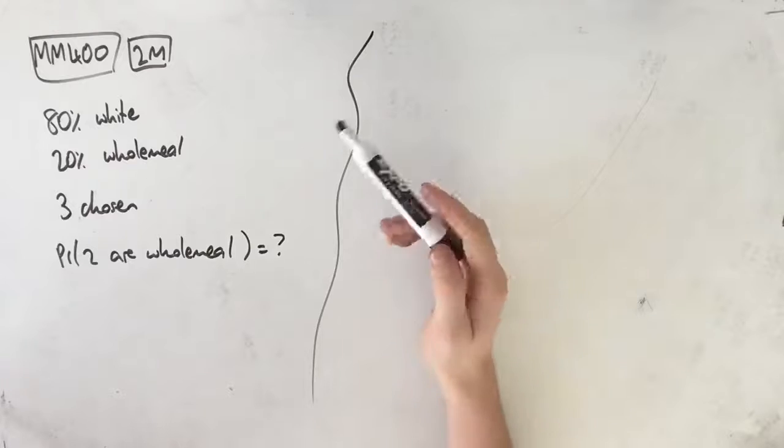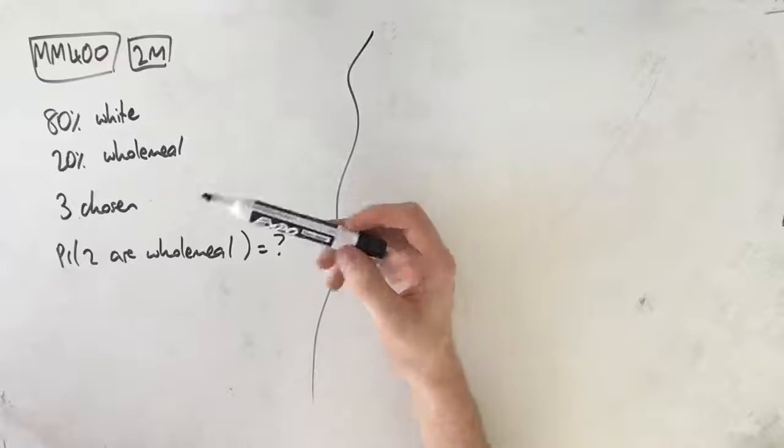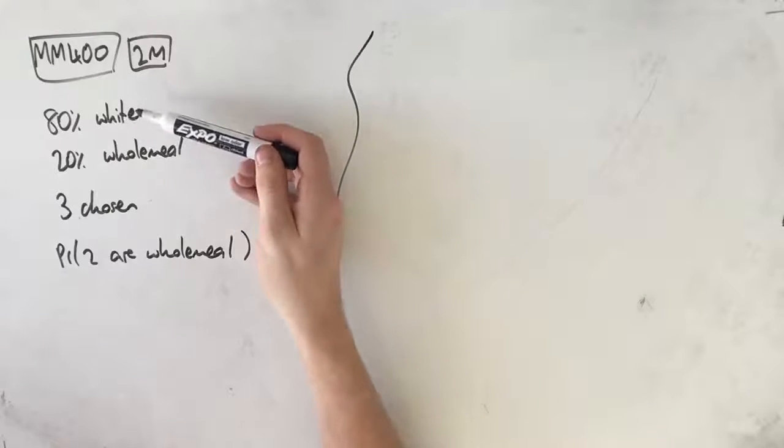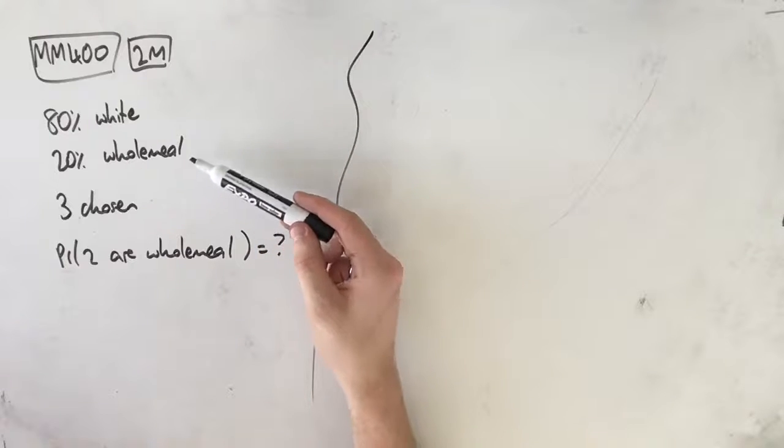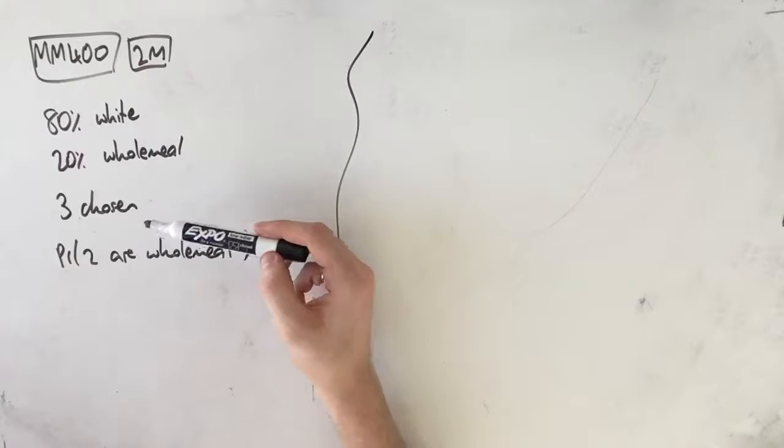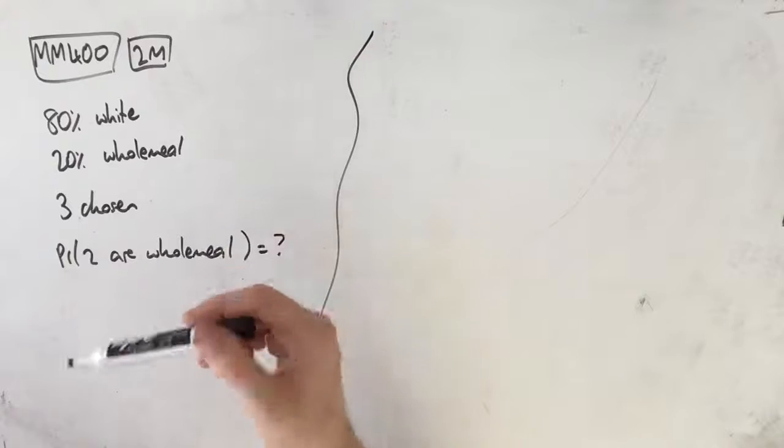So in this question, we've got a particular bakery which offers only white loaves and wholemeal loaves. 80% of their stock is made up of white loaves, with the remaining loaves being wholemeal. If 3 loaves are chosen at random, what is the probability that exactly 2 of them are wholemeal?